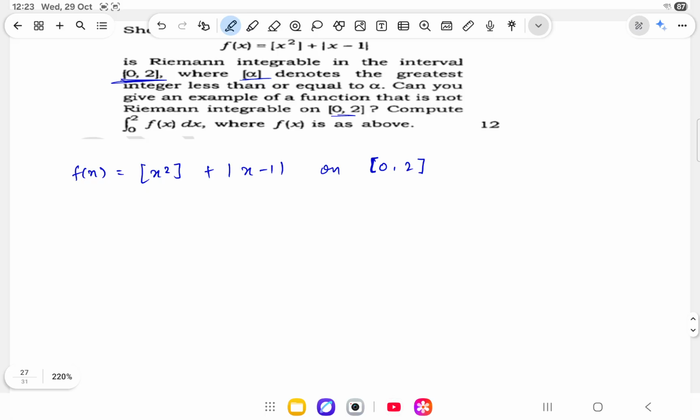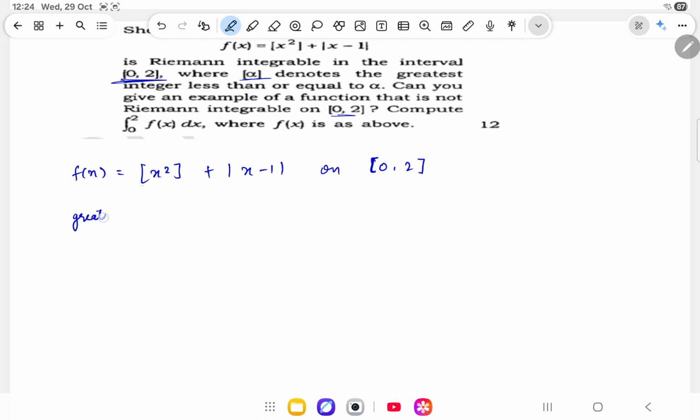Now if you observe, this is a greatest integer function and this is a modulus. A greatest integer function has discontinuities, like we have discussed earlier, only at a finite number of points. The modulus function is continuous everywhere. So the only points of discontinuity that this function f(x) will have are because of this greatest integer function.